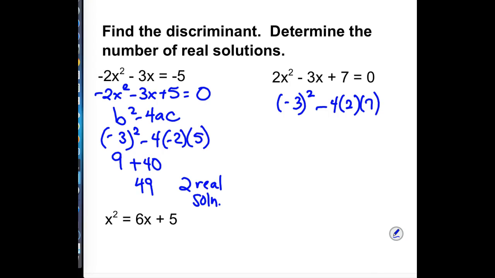What do we get here? 9 minus 8 times 7 is 56. 9 minus 56 is? I think 10 minus 56, right, would be negative 46. Okay. So, because we're getting a negative value, it means what? If the discriminant is negative, no real solutions.